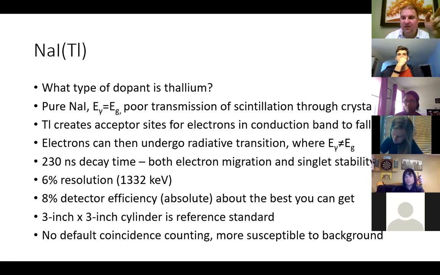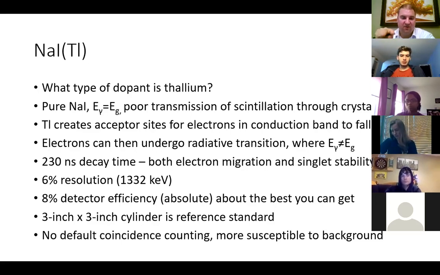At that energy, the detector has a 6% resolution. Okay, so your energy would have to be greater than 6% away from 1332 for you to be able to resolve your two peaks. Okay.